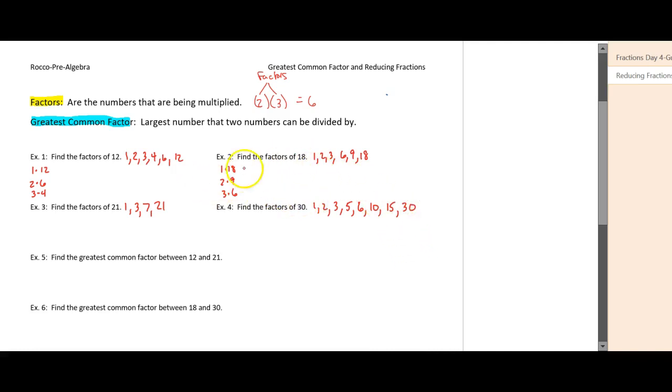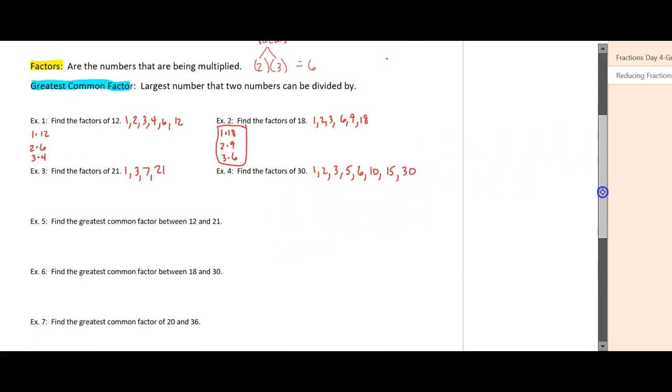So finding the factors, you could either list all of the pairs of numbers that multiply, or just go through your head and say, does this go into 30? Does this go into 30? Does this? And just write them as you go along.